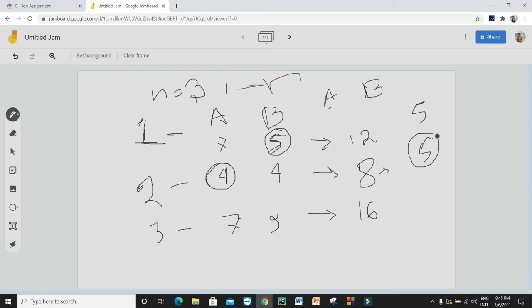What is the minimum time to solve both problems? 5, right? So this is the question. I hope you understand it. Now I explain another sample.